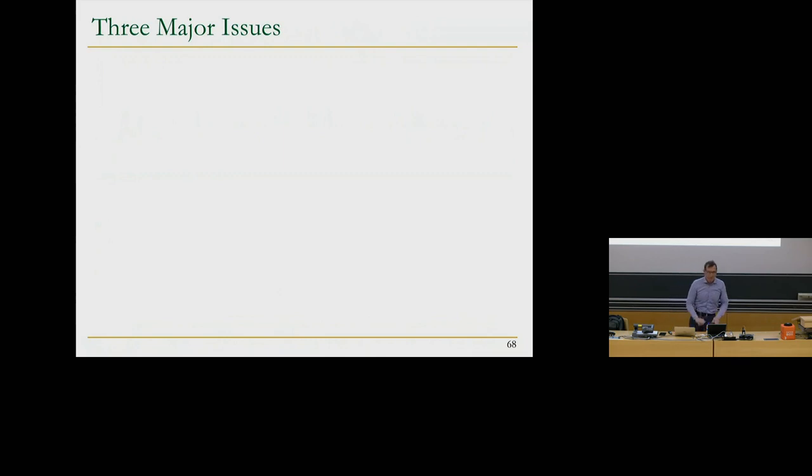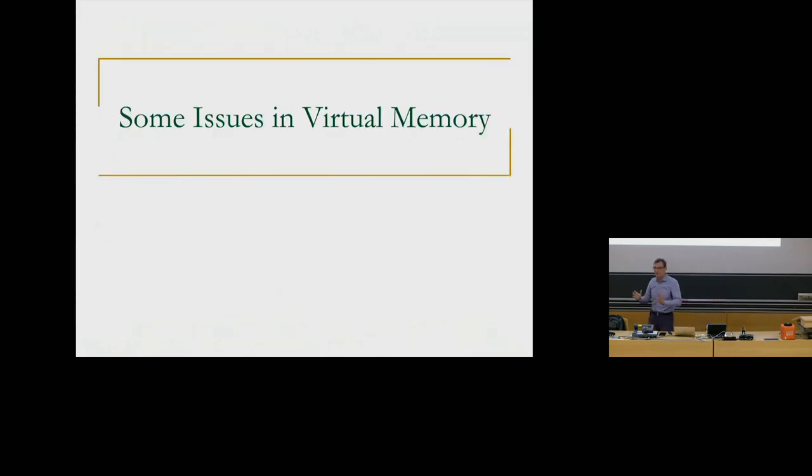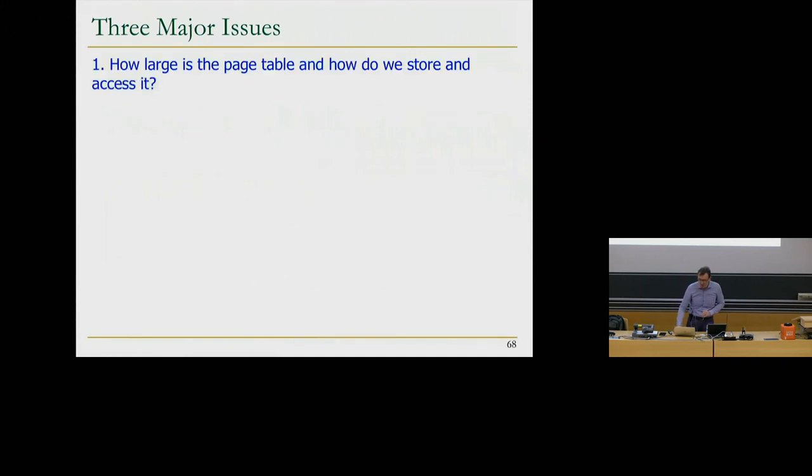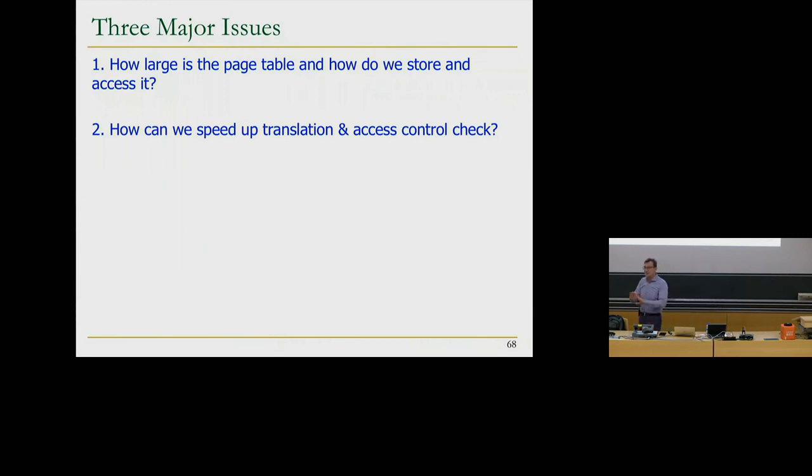So we've actually covered some issues in virtual memory. Virtual memory has a lot of other issues. But there are three major issues in virtual memory. First, how large is the page table, and how do we store and access it? I've given you the hint that the page table needs to be hierarchical. And you can read chapter 8.4 and the backup slides if you want to know more about that. The second is, can we speed up address translation and access control check? We talked about that. TLBs are a good way to go.